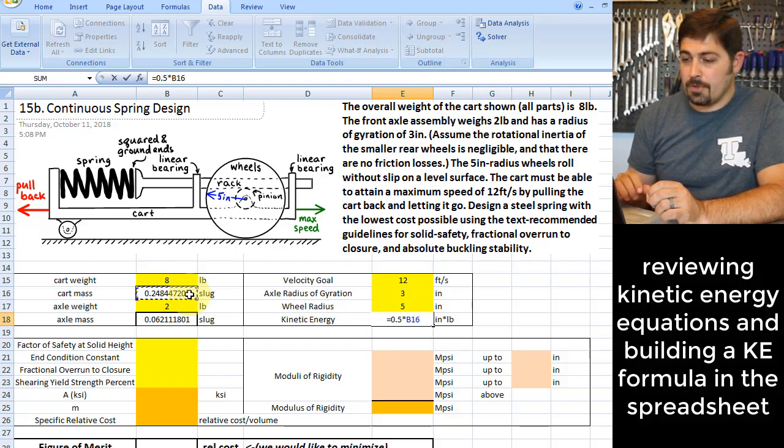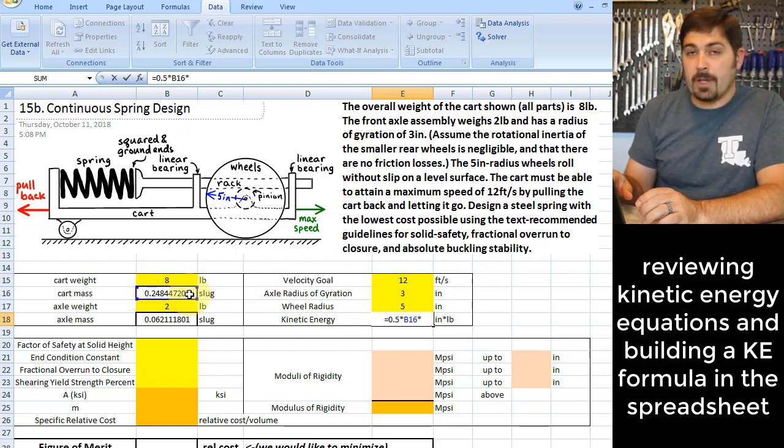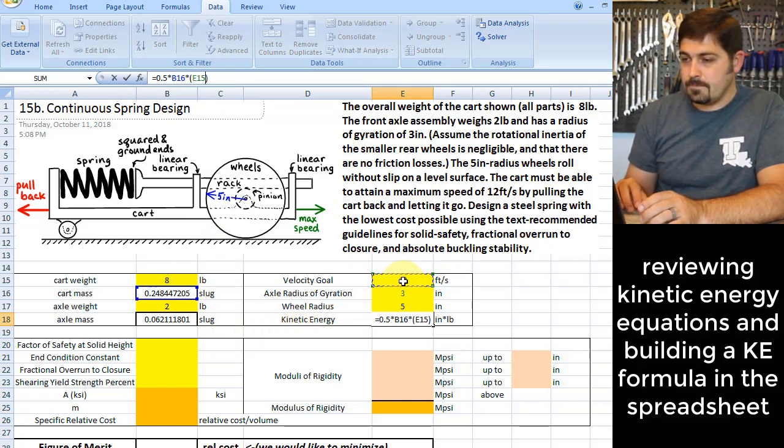So I'm going to take and multiply by that mass of the cart, and then multiply this by the speed it ultimately gets to, which is, I'm going to put these in parentheses here, the speed that it gets to is this 12 feet per second. Okay, and that is then squared.